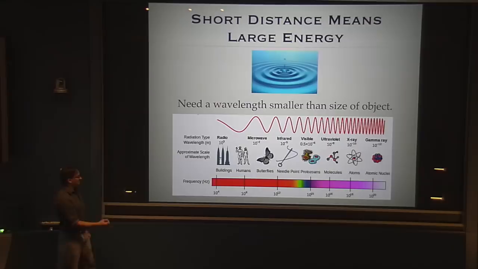So here we have listed the names and length scales associated with all sorts of different kinds of light, with the idea being that if you really wanted to see an atom or a nucleus, you would need very, very small wavelength, very high energy X-rays or gamma rays. But still, this doesn't explain why we don't use a microscope. It says that we would use a microscope with gamma rays. So you can ask, is this really fundamental, or is it just because we were using light?